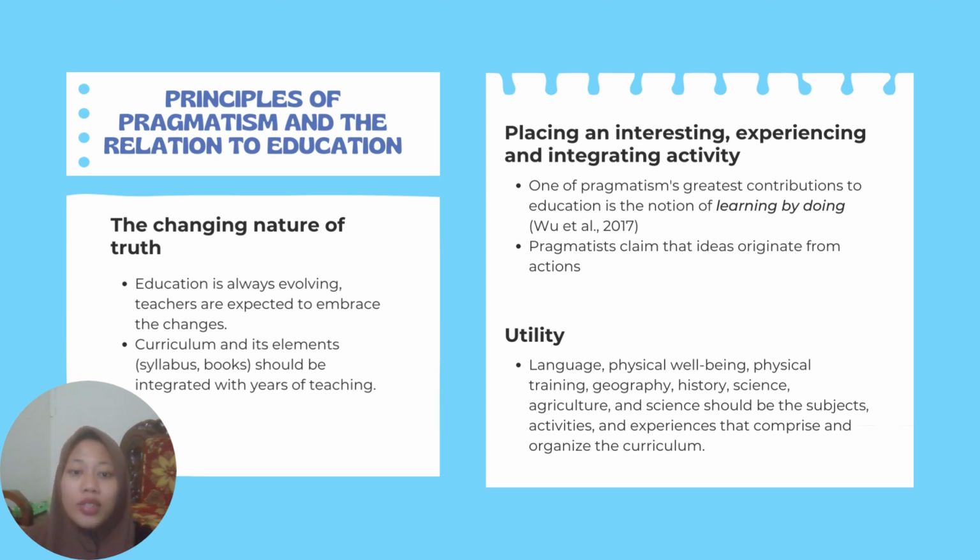And then the third one, which is the last one, is utility. For example, language, physical well-being, physical training, geography, history, science, and agriculture should be the subjects, the activities, the experiences that comprise and organize the curriculum. If the government wants to create a new curriculum, they have to think of its utility. Pragmatist people tend to think about the utility of something. When we are talking about education, it also has the same way of thinking. This is why we have the three common principles of pragmatism, which have relations to education.